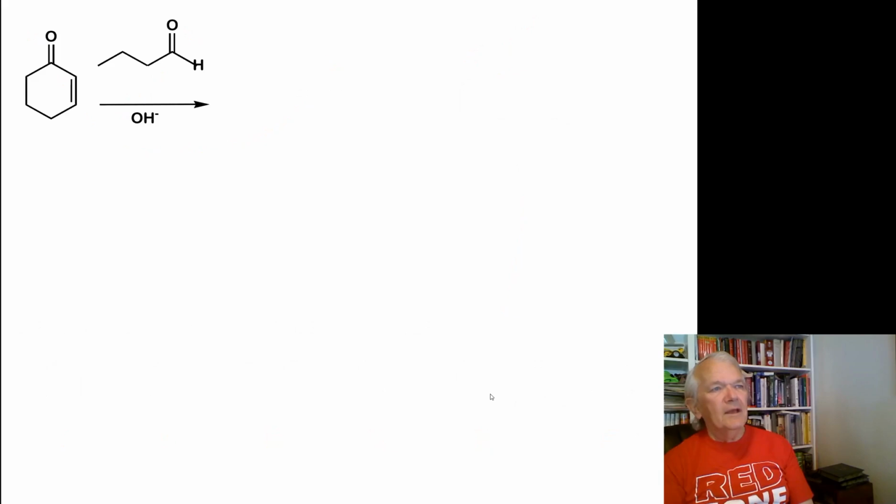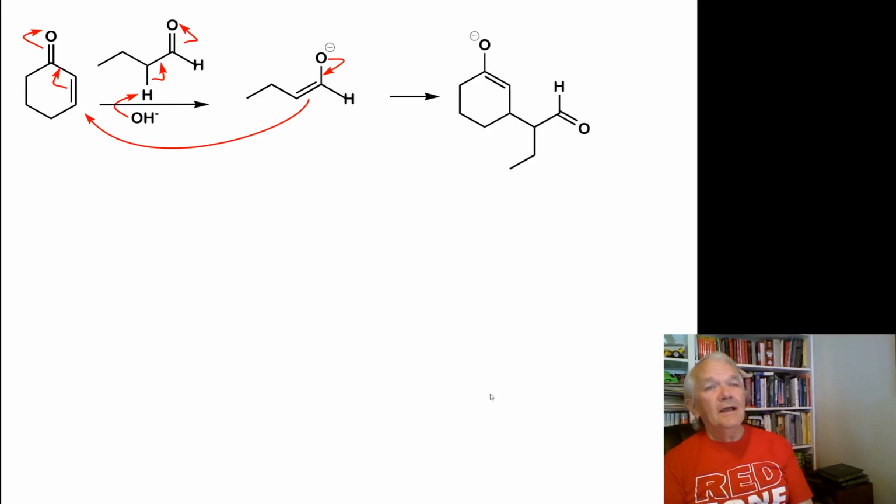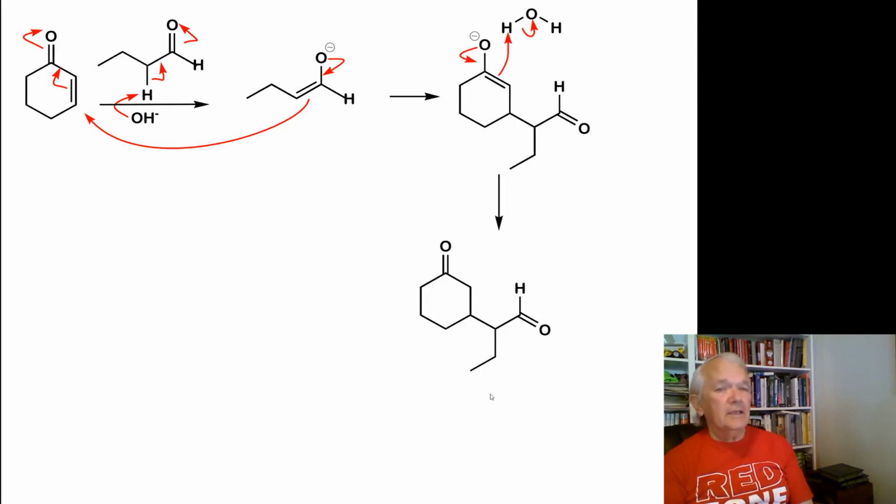Works really well. Run through it one more time. We form the first enolate. It attacks, does 1,4 addition, gets a new enolate. We protonate. We go on. So that's very good, clean chemistry. So let's do another one.